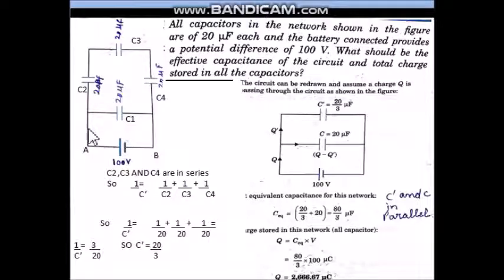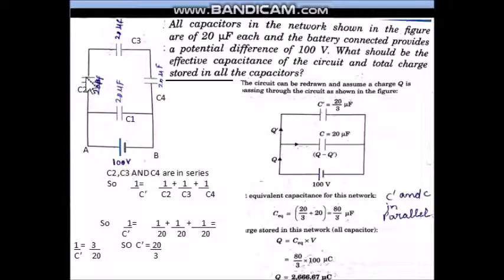So suppose from the battery's positive, that means 100 volt, we enter a charge Q here. As soon as Q reaches here, it has to get divided, because it gets two branches or paths. Some part will move here and the remaining part will move ahead. We continue taking the charge until point B. So some part is moving in C1 and the remaining part is moving in C2.